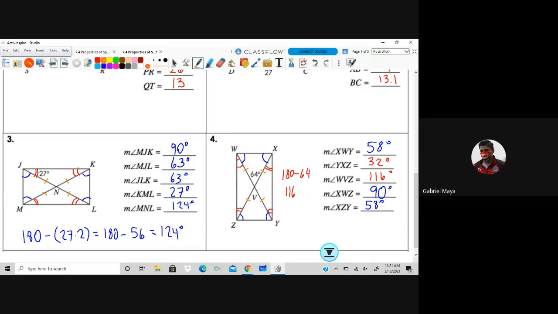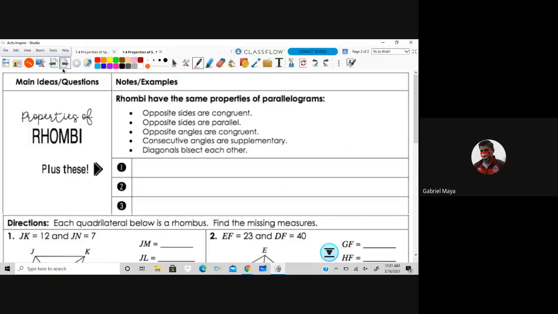All right. So now we're going to talk about rhombi, not rhombuses. They're called rhombi. Okay, so the properties of a rhombi, well, they have the same properties of parallelograms and three more. Okay, so all these that we have, and my red pen, yeah. All four sides are congruent.